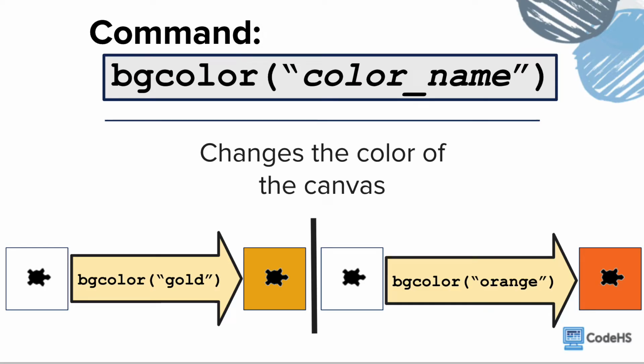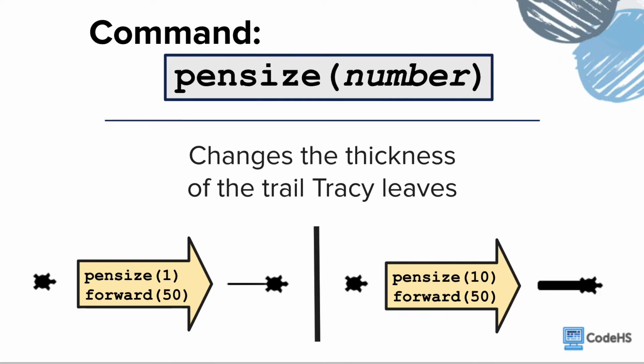We can use the BG color command to set the color of the canvas or the world Tracy lives in. We type the command BG color without any spaces or capital letters, and we enter the name of a color inside parentheses, inside quotation marks, just as we do with the regular color command that we use to change the color of the lines Tracy draws.